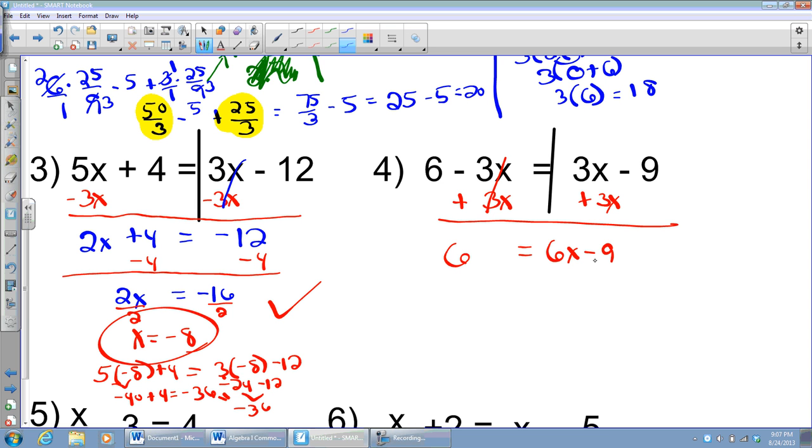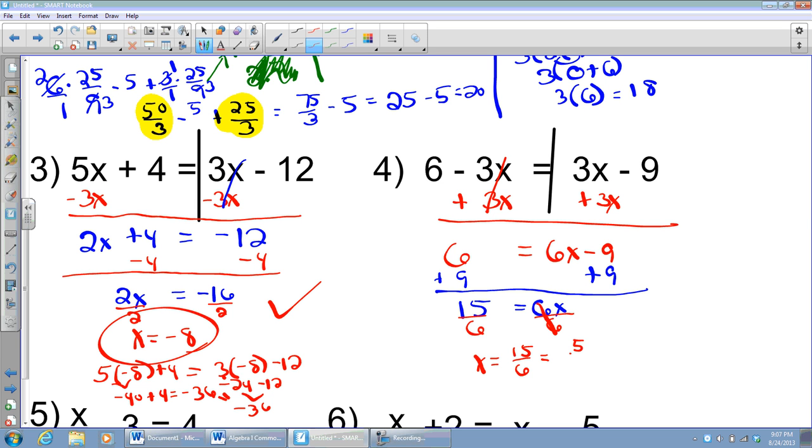Two-step equation. I'm going to undo the subtraction first, which means I'll add 9 to both sides. I'll get 15 equal to 6x. And then I will divide by 6. And these will cancel. I'll have x equals 15 over 6. But I don't like that answer because it's not simplified. And so I'll simplify it, dividing by 3, and I'll get 5 halves, or 2 1/2.